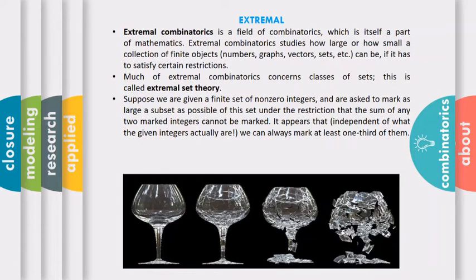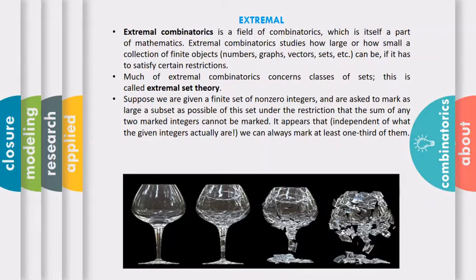Suppose we are given a finite set of non-zero integers and are asked to mark as large a subset as possible of this set under the restriction that the sum of any two marked integers cannot be marked. It appears that, independent of what the given integers actually are, we can always mark at least 1/3 of them. So these are some of the situations. All those things come under some restriction. You are given some restriction, you are given some sets, then find the subset. All these studies come under extremal combinatorics properties.